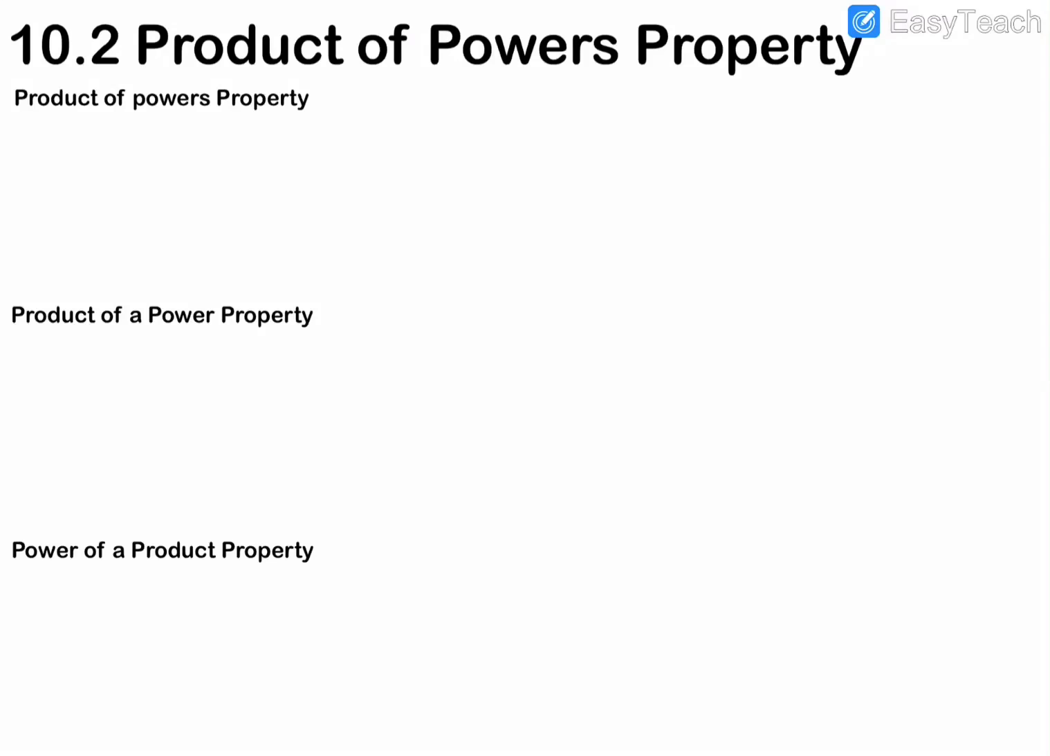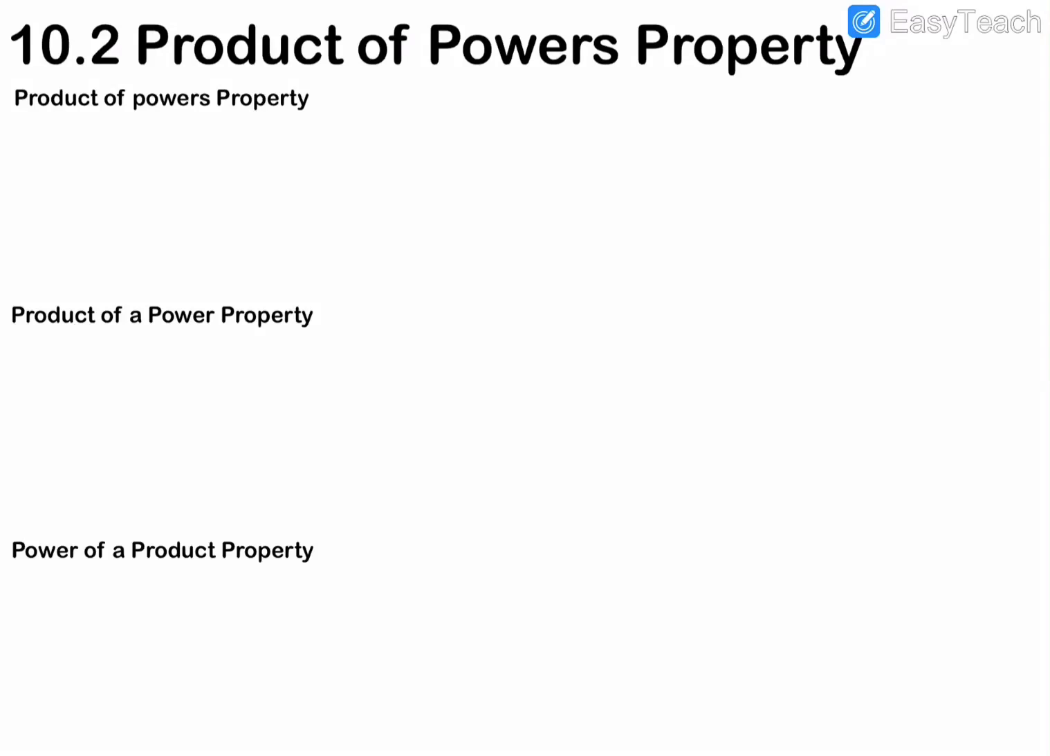So you have to think about the words that are used. So for example, product of powers property. Product, we know, means multiplication. Power, we know that that means you're going to have a base and an exponent. Okay, so the first one I am going to talk about is the product of powers property. And what that is saying is when you multiply powers that have the same base, you add their exponents.